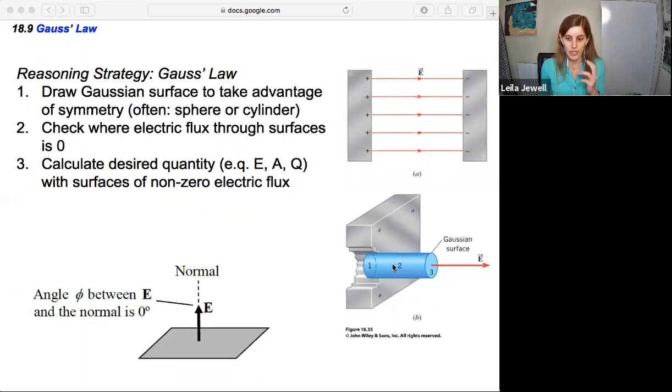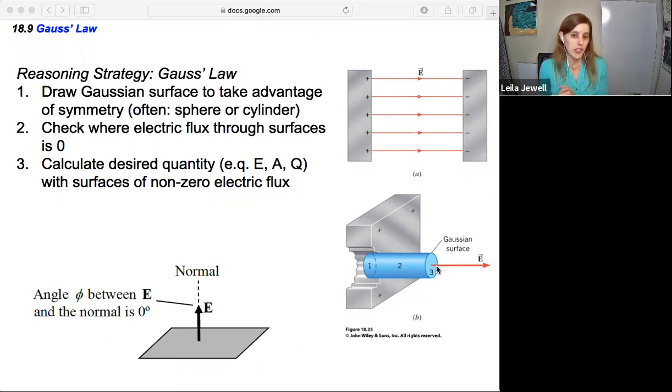The rounded sides of the cylinder will be traveling in the same direction as the electric field, and then there's a nice cap that is in the midst of the electric field. And so that's a nice way to test the electric field of a parallel plate capacitor, for instance. So cylinder or sphere, focusing on finding what is symmetric.